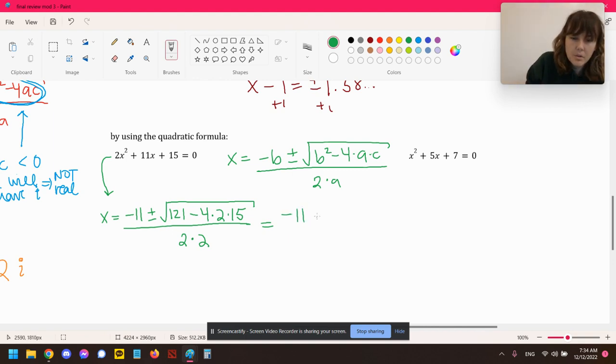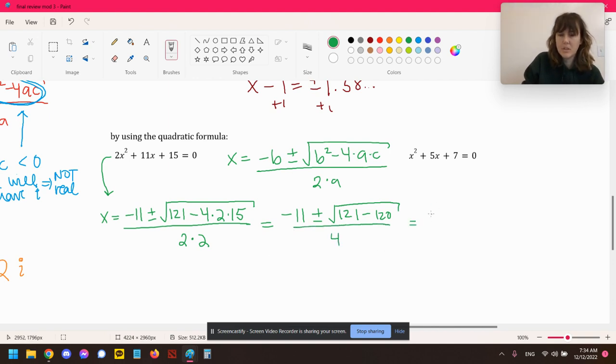So I'm going to do all of the multiplication. 121 minus 4 times 2 is 8. 8 times 15 is 120. Is that true? It's true. And 2 times 2 is 4. Now I'm going to do all the subtraction under the square root.